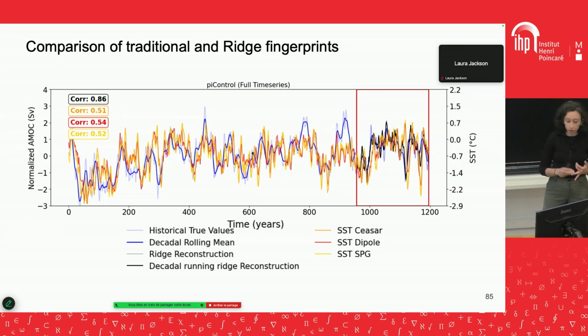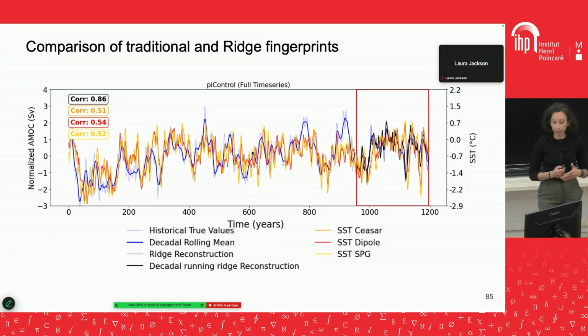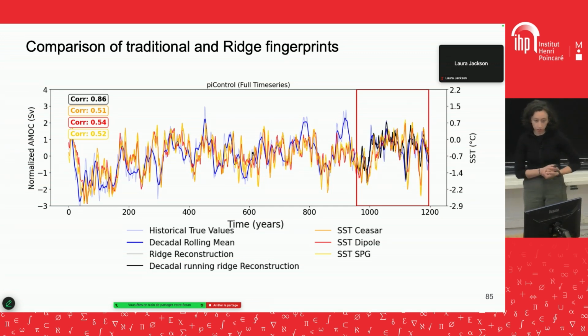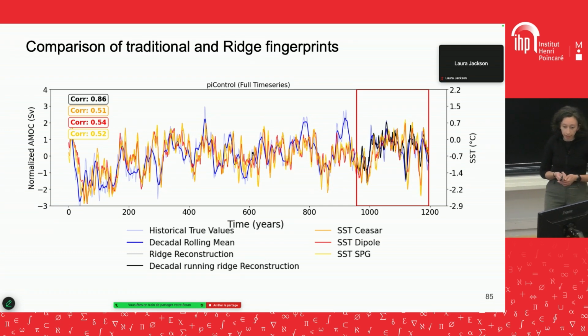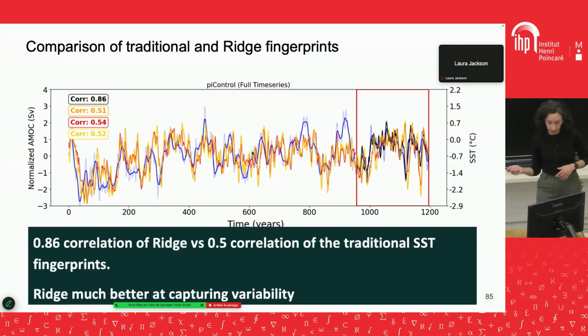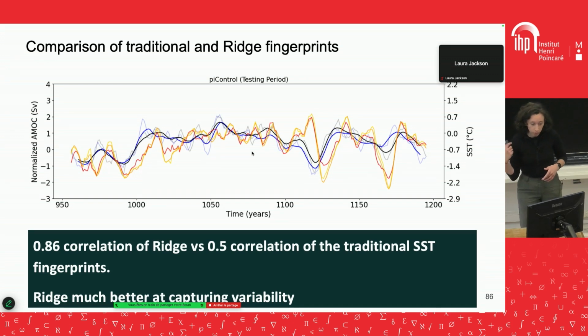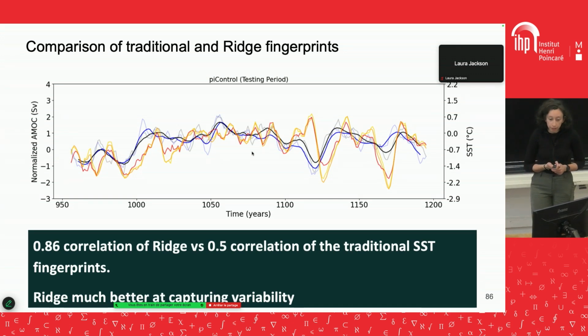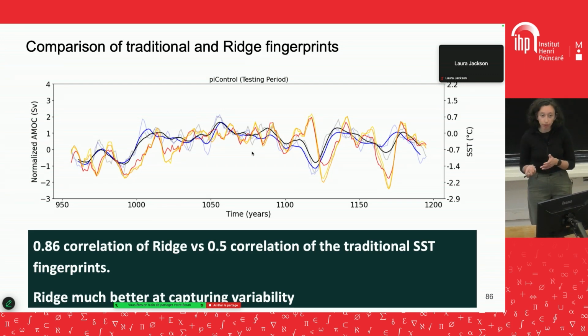And orange, red, and yellow are the traditional SSD fingerprints, which have around 0.5 correlation. I'm going to also enlarge the red box there so that we can see easily. So that is just that time series. The last bit, the reason I'm doing this is because the ridge fingerprint was used just for this section. Setup is the same. And here you have the black line, the true AMOC.